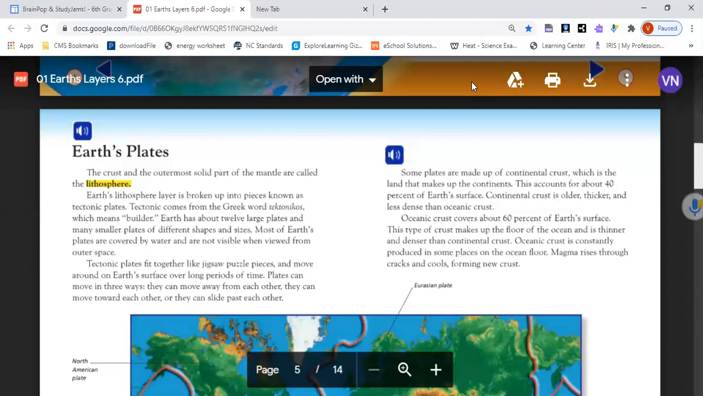Tectonic plates are nothing but big chunks of land which have been broken down. So how many of them are there? At least 12 large tectonic plates, which are of different shapes and sizes. Yes, that could be one of the questions that can come. What is a lithosphere? That is another question that can come.